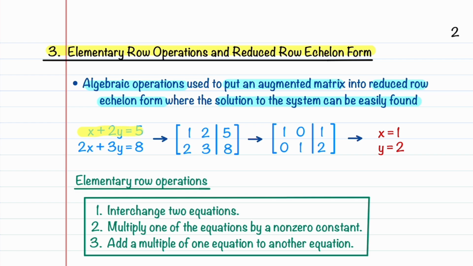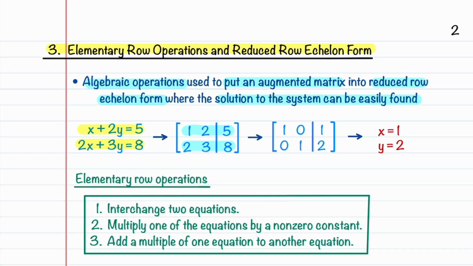We have a system of equations. We put it into an augmented matrix. Then we use our elementary row operations, which we'll go over here in just a minute, and we get a matrix that is in reduced row-echelon form. Once we have a matrix in that form, we can just read off the solution. Our x is equal to 1, and then our y is equal to 2. So that's where we're headed.